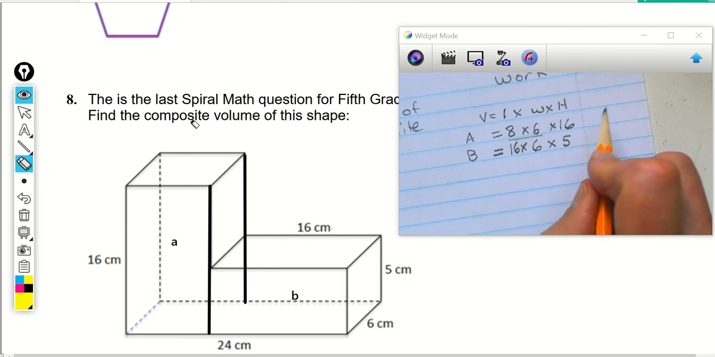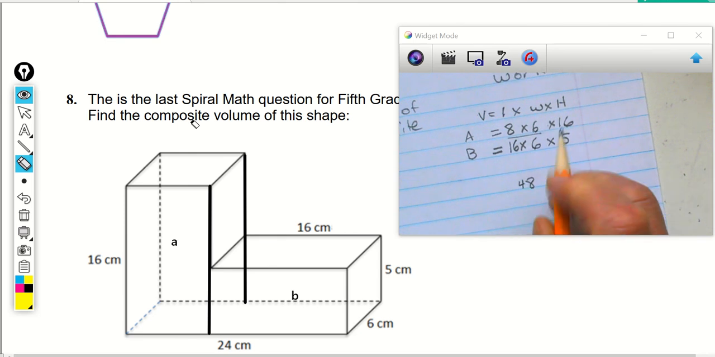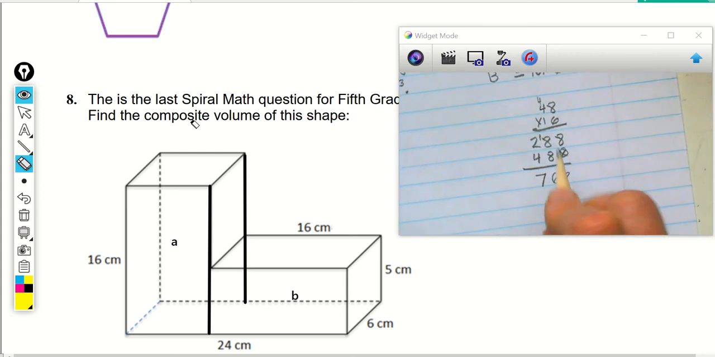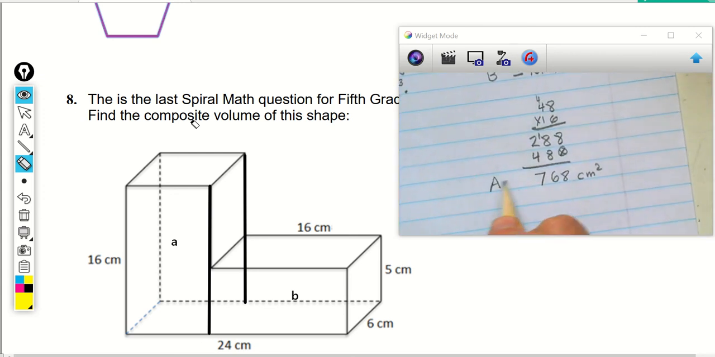8 times 6 is 48 for shape A, and then 16, so 48 multiplied by 16. 8 times 6 is 48, plus 4, 4 times 6 is 24, plus 4 is 288, drop down to 0. 8 times 1 is 8, and 4 times 1 is 4. 8, 16, 7. 768 cubic centimeters is the volume for shape A. So A's volume equals 768 cubic centimeters.